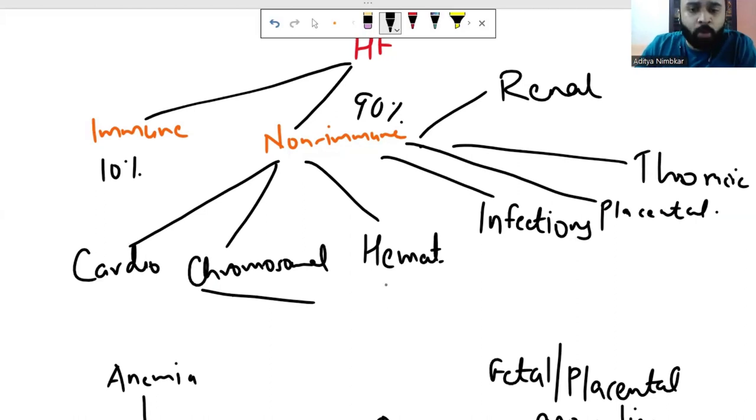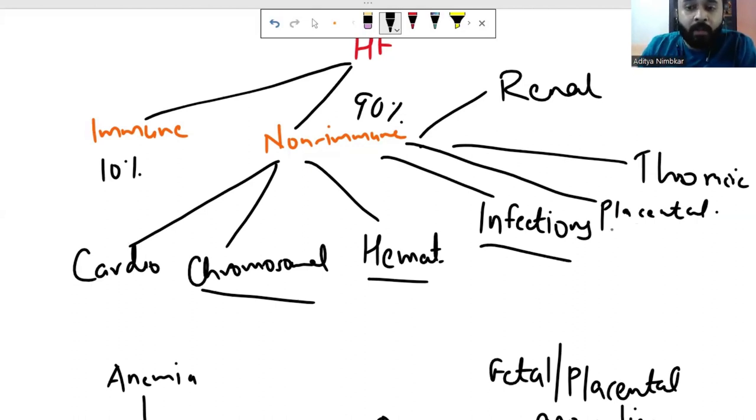The other ones include hematological manifestations, something like alpha thalassemia or beta thalassemia major, other hemoglobinopathies, and infections. A very important cause is TORCH infections, that is toxoplasma, rubella, cytomegalovirus, congenital herpes. All these are significant causes of non-immune hydrops.